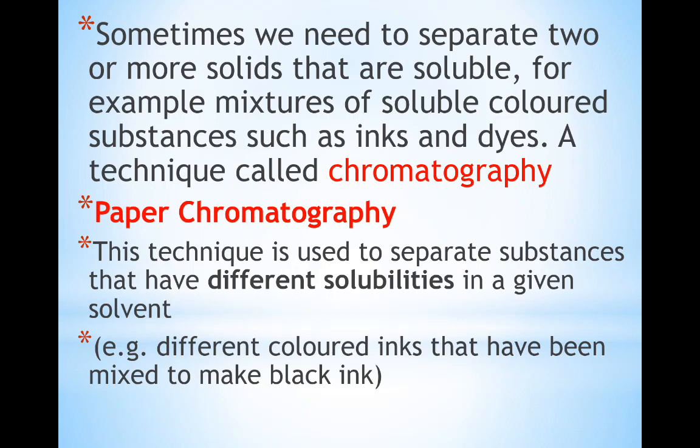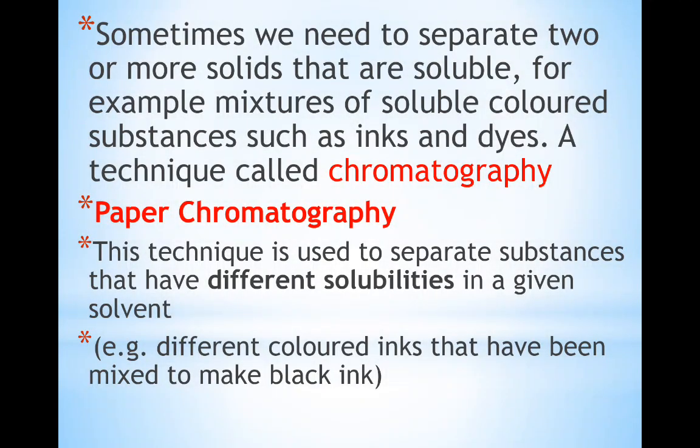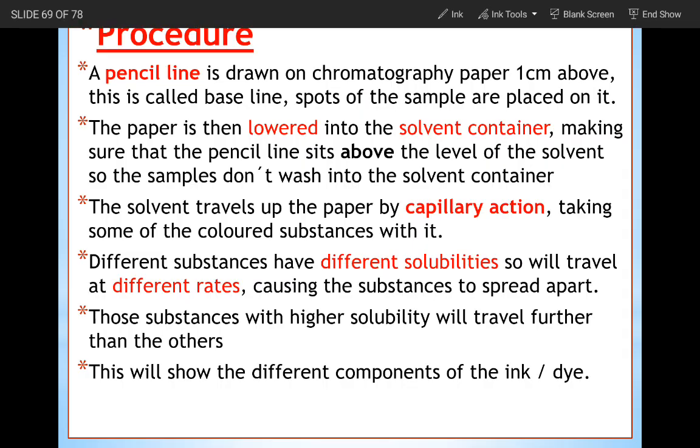This technique is used to separate substances that have different solubilities in a given solvent, for example, different colored inks that have been mixed to make black ink. Now, moving on. What is the procedure? A pencil line is drawn on chromatography paper 1 centimeter above the bottom. This is called the baseline. Spots of the sample are placed on it. The paper is then lowered into the solvent container, making sure that the pencil line sits above the level of the solvent so the samples don't wash into the solvent container.